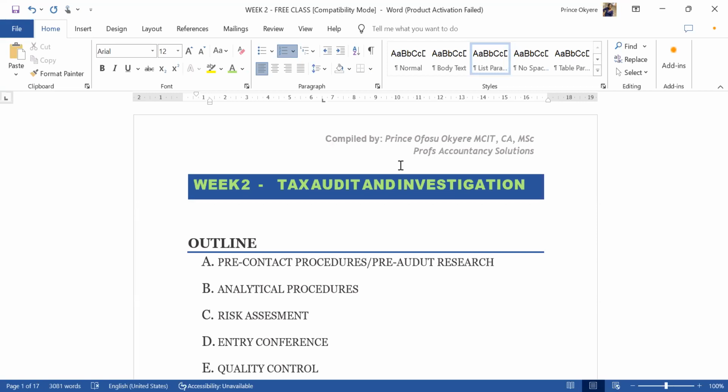Next week we will be looking at audit procedures: how to put in place audit procedures for the tax areas and the various accounting areas, like audit procedures for payables and receivables. We can also be looking at capital allowance, tax credit certificate, VAT, and all that. So that is just a highlight of what we'll be looking at next week.